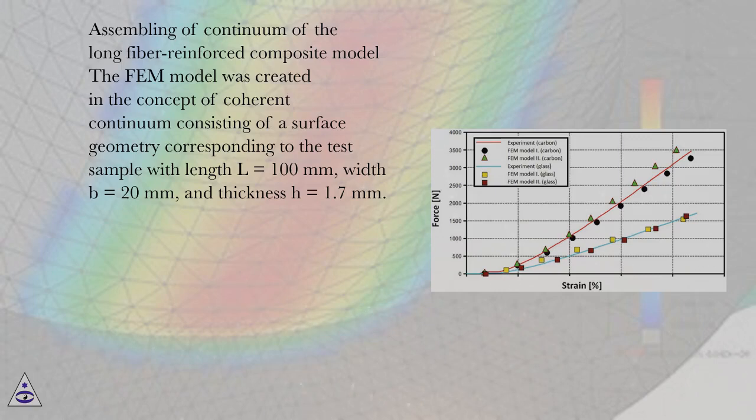Assembling of continuum of the long fiber reinforced composite model. The FEM model was created in the concept of coherent continuum, consisting of a surface geometry corresponding to the test sample with length L equals 100 mm, width B equals 20 mm, and thickness H equals 1.7 mm.